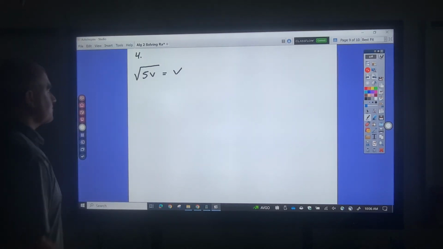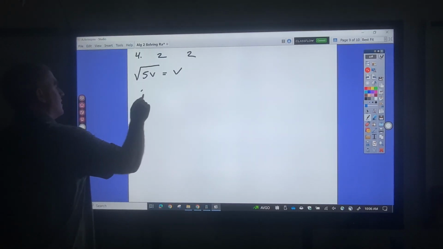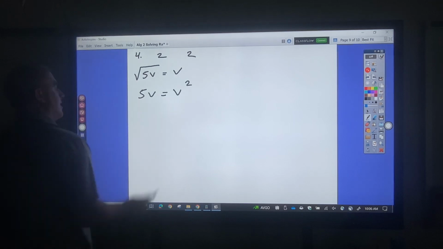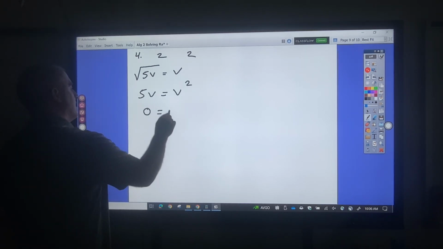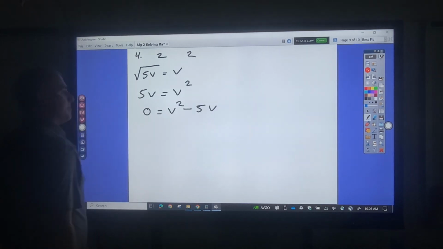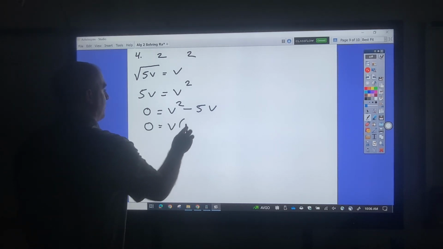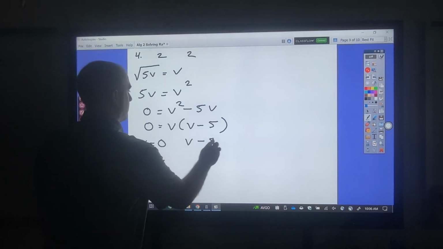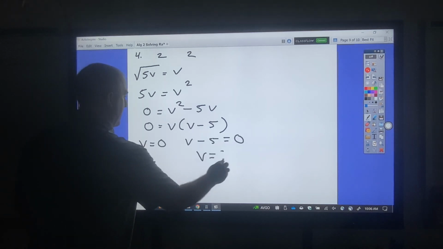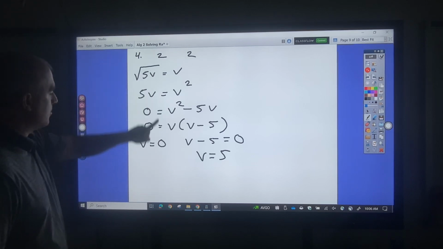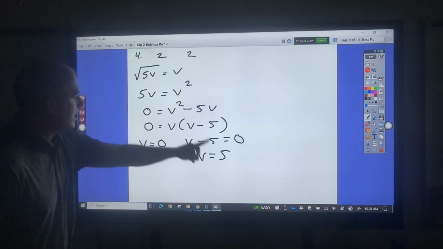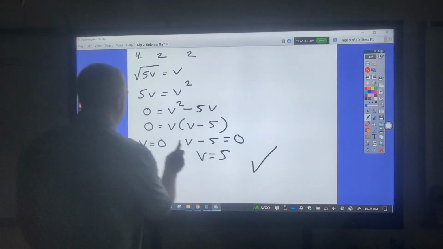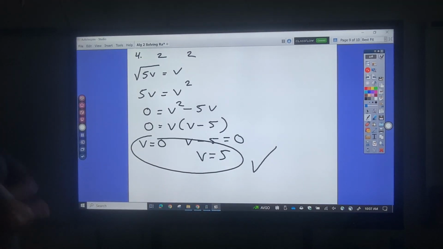All right, this one, I want to square both sides. So it's 5v equals v squared. Now it's a quadratic, so I want to bring that back. So it's v squared minus 5v. Now the best way to solve this is factoring. I take out a GCF. Okay, so I set these equal to 0. Okay, so v equals 5. Now, I've got to check that both work. Okay, 0's okay, 0's okay. 5's okay, 5's okay.